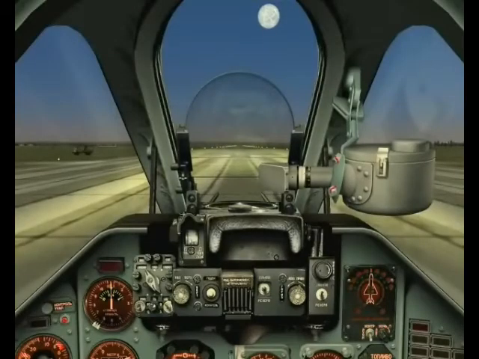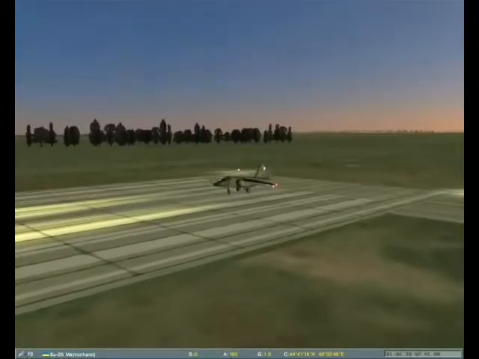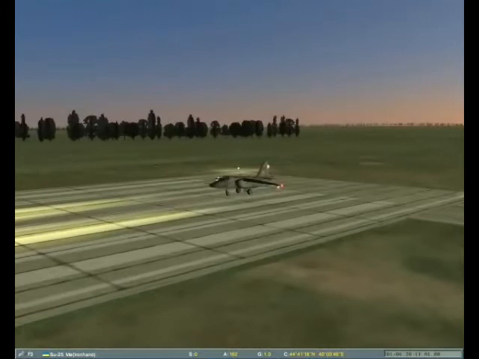Hello and welcome. In this morning's training flight, you'll learn how to intercept and fly your assigned course and altitude in the Su-25. What you learn here can be transferred and put to good use in the A-10 and any other aircraft that you fly.